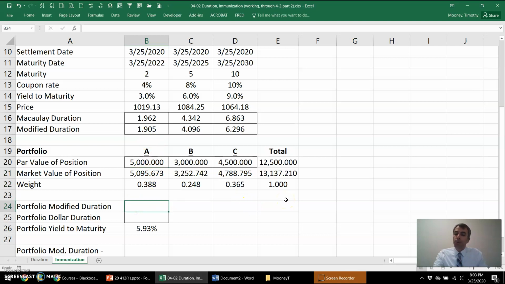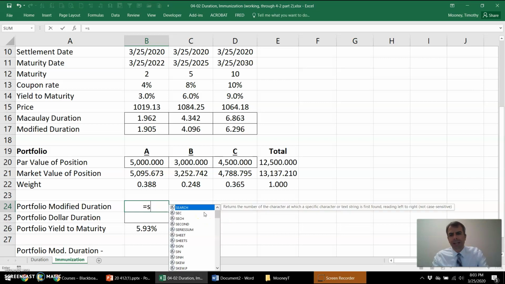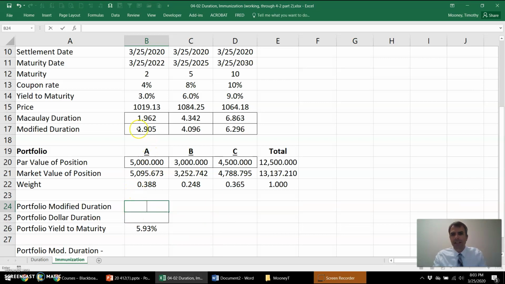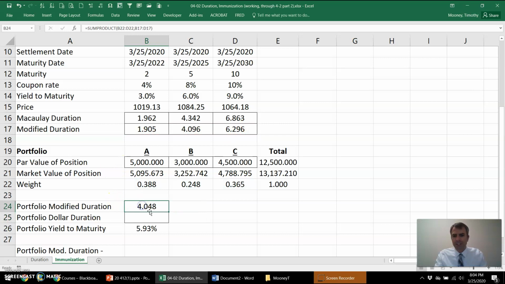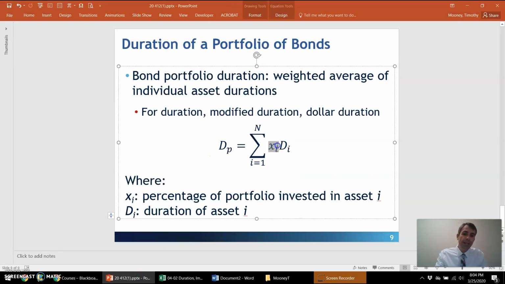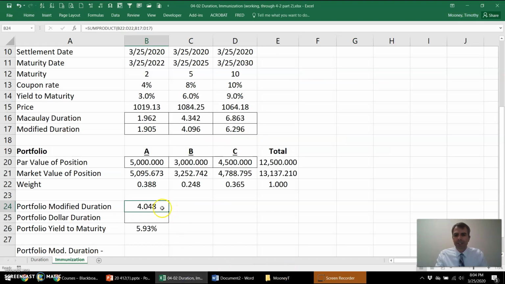You get it, right? So the portfolio's modified duration is just a weighted average of the bonds' modified durations, where the weights are the percentage of our money invested in each bond. So let's use SUMPRODUCT, equivalent to just taking each weight times each modified duration and adding them up, right? We could also use an array formula, but if we take SUMPRODUCT with the weights as the first argument to the function, and then the second argument is these modified durations, this will give us the weighted average modified duration, which is exactly what this formula is saying. Take each weight times each duration and add them up. That's what SUMPRODUCT does. So the portfolio has a modified duration of 4.048.